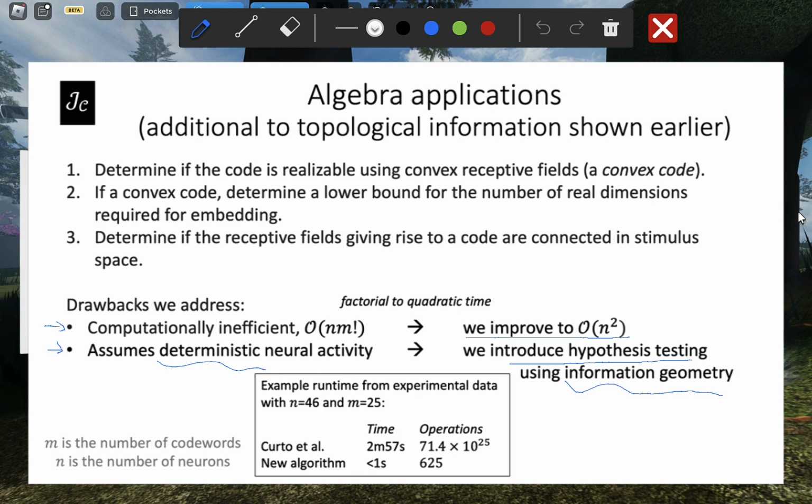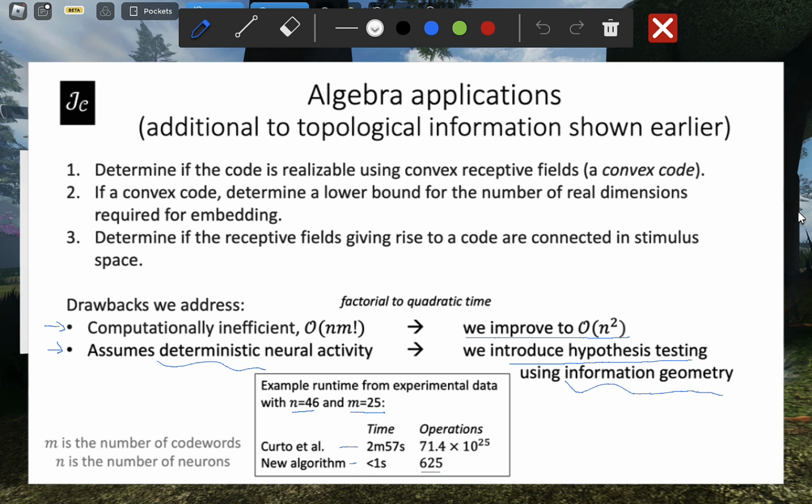And as a small example, with 25 code words and 46 neurons, the original algorithm takes about 3 minutes on a fairly powerful PC, whereas our algorithm takes less than a second. This is mostly due to the fact that there are far fewer operations to perform.